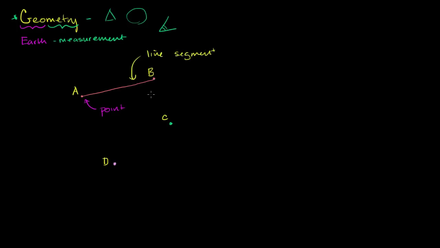And if we were to connect D and C, this would also be another line segment. And once again, because we don't always have the luxury of colors, this one is clearly the orange line segment. This is clearly the yellow line segment. We want to have labels for these line segments.